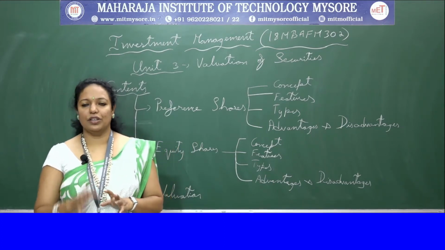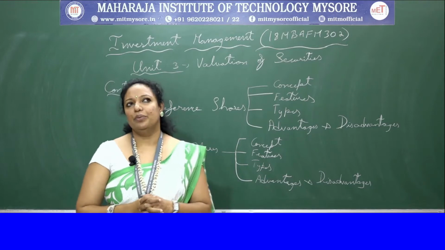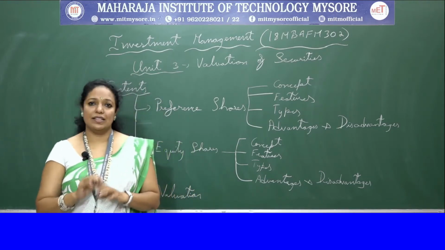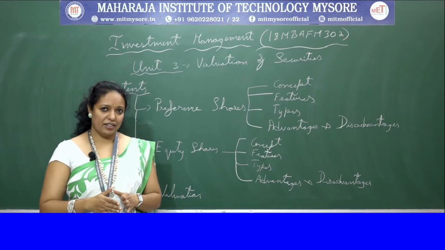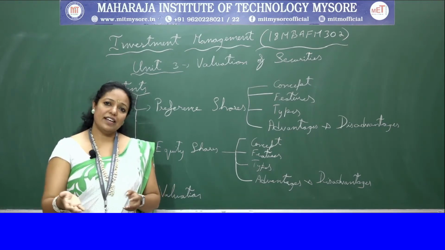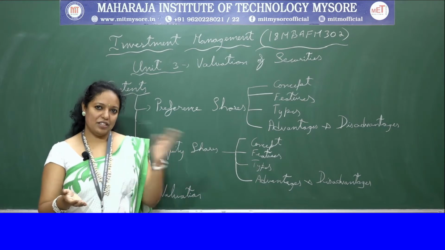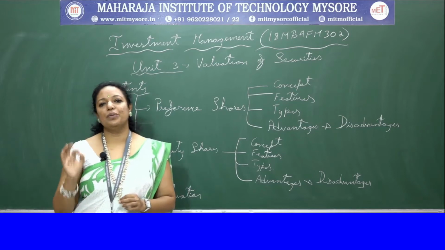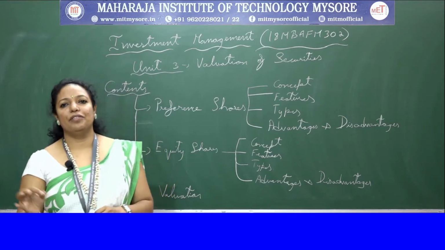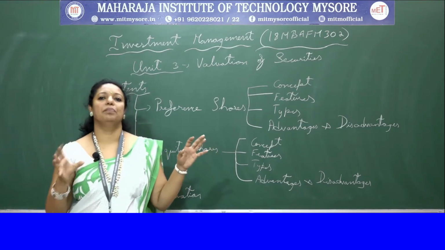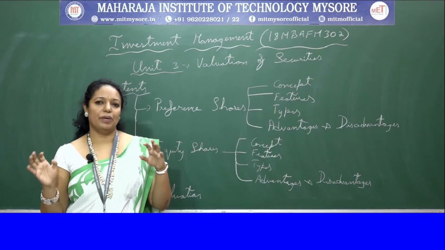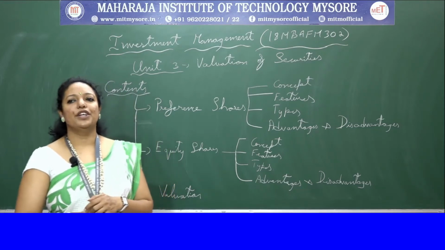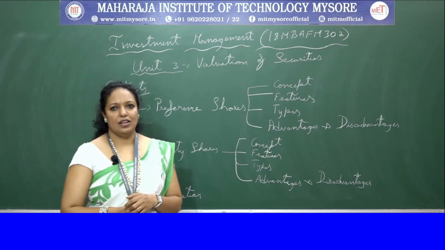Hopefully you have understood the concept. I will repeat once again. In cumulative preference shares, if the company does not have profit in the current year, the dividend will get accumulated to the next year, and next year when the company has profit, the dividend portion of a particular shareholder needs to be paid to the shareholders. That is cumulative preference shares.